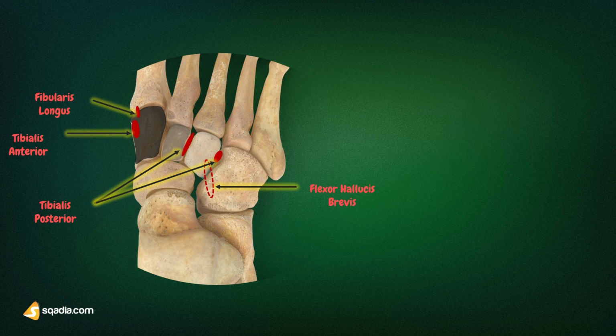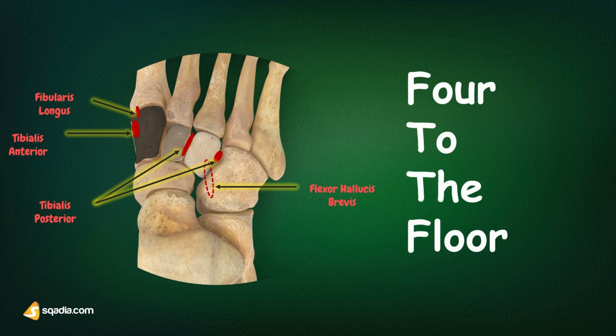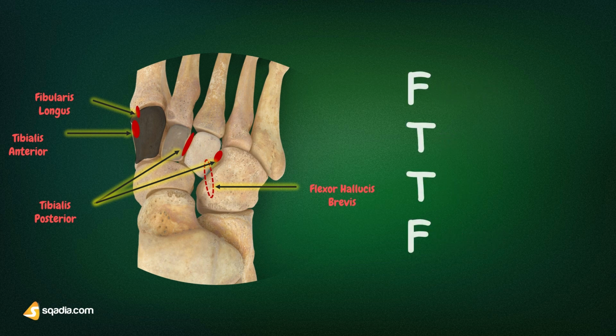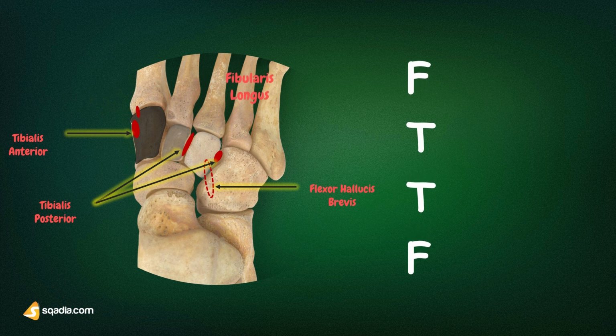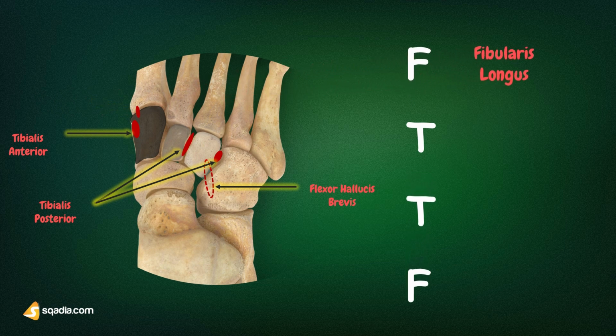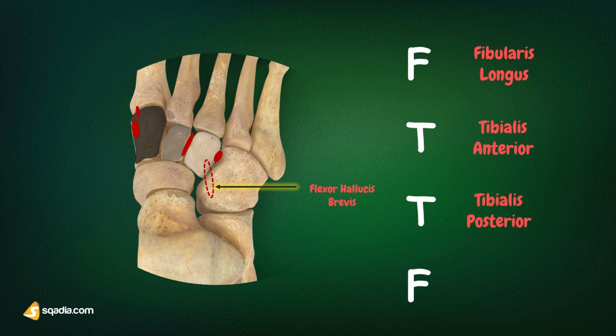You can easily memorize the names of these muscles with the help of this mnemonic: F T T F, four to the floor, where F stands for fibularis longus. T is for tibialis anterior. Second T is for tibialis posterior. And F is for flexor hallucis brevis.